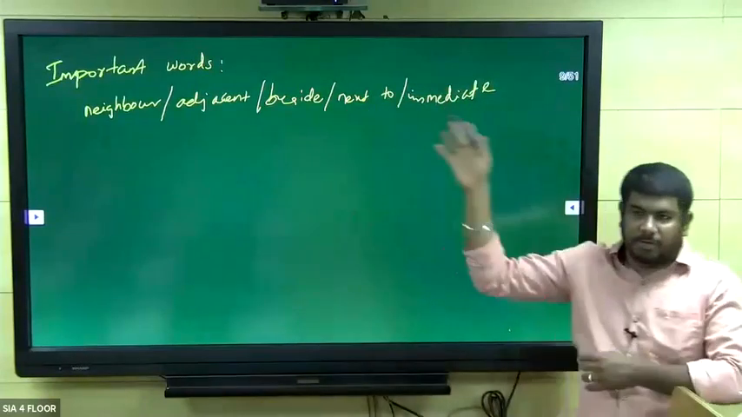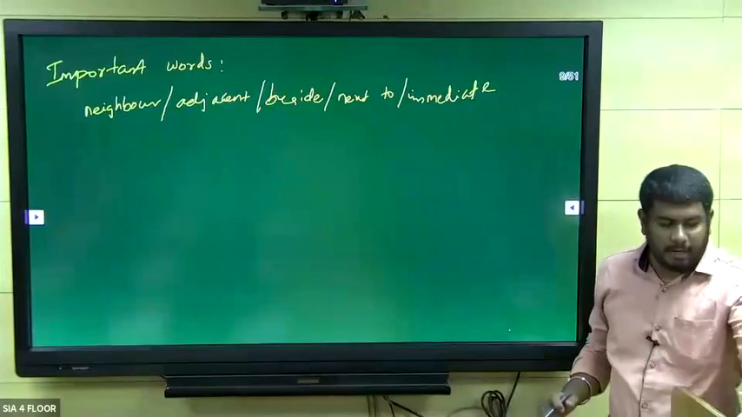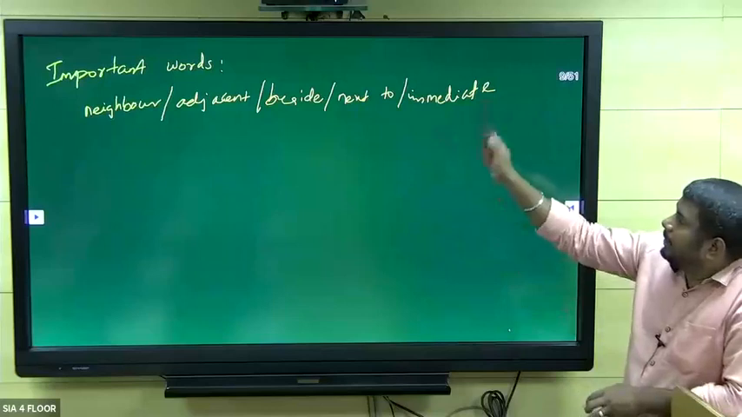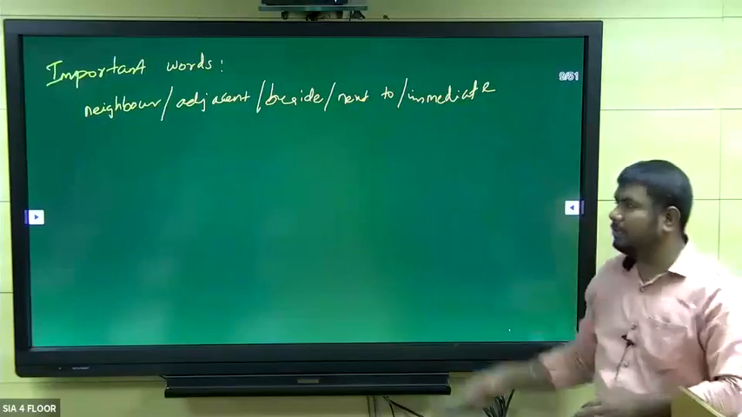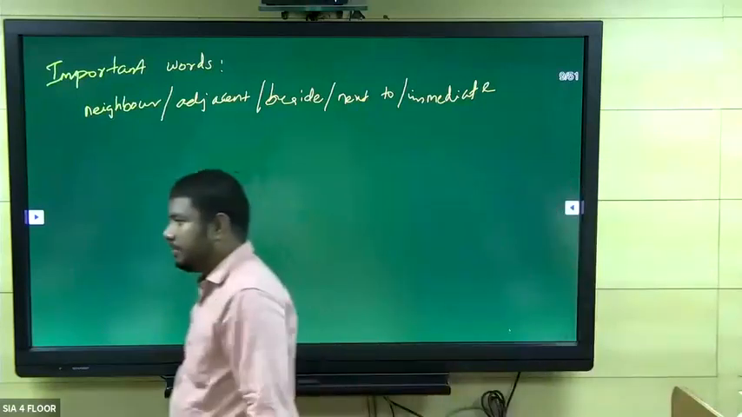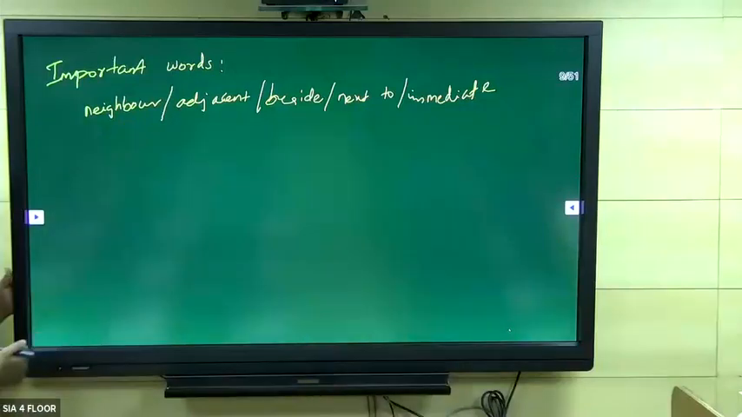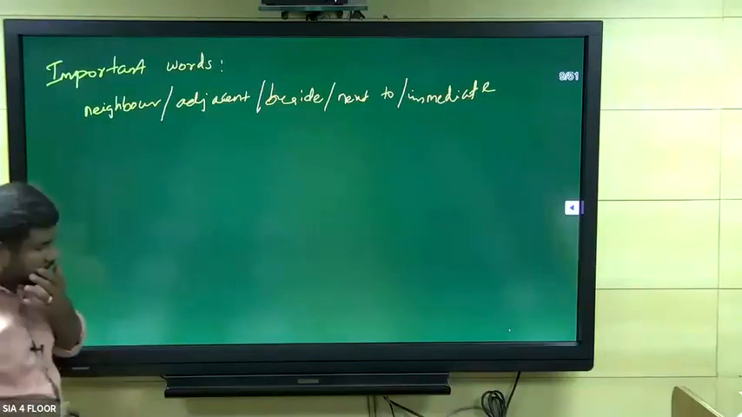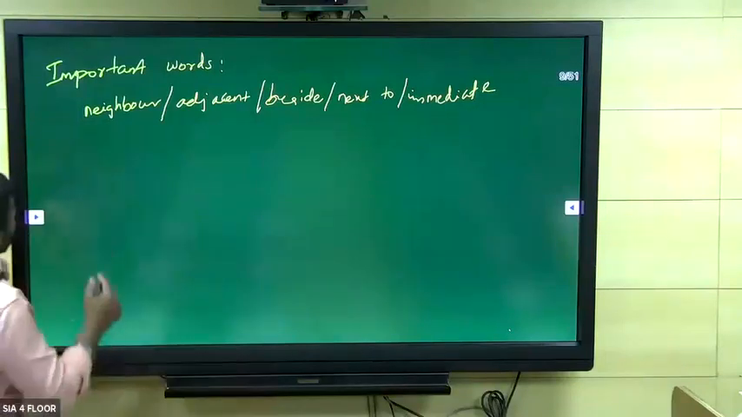All refer to the neighboring person. Okay, clear? Neighbor, adjacent, beside, next, immediate, all refer to the neighboring person. Neighbor person, next person, right? So, next. An example, so listen carefully.